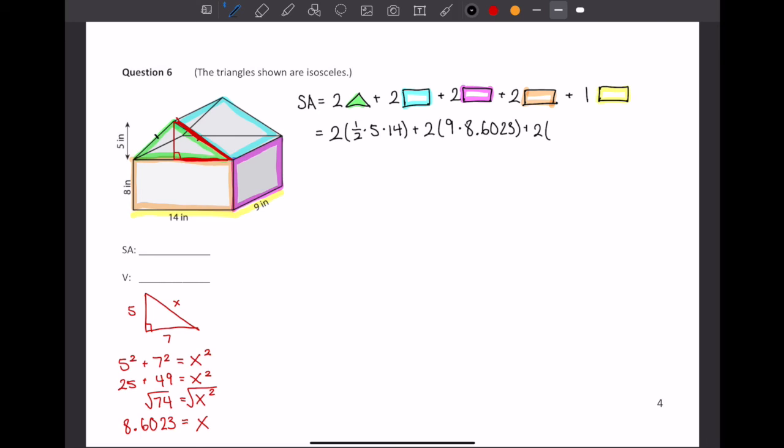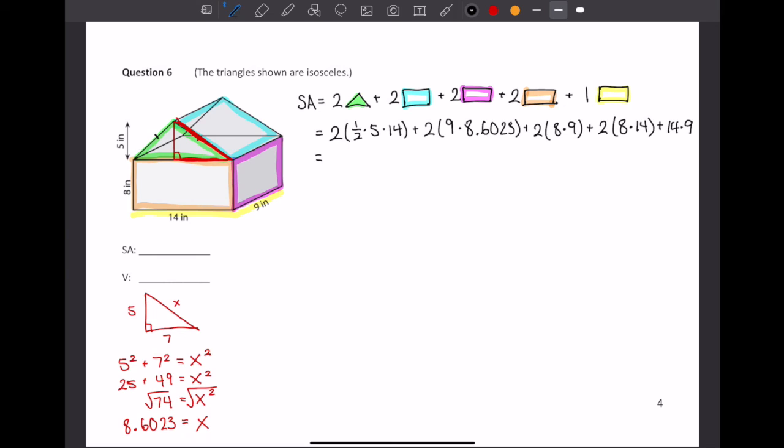So for the pink one, that's 8 times 9. For the orange rectangle on the front and back of the house, that's 8 times 14. And the base of our cuboid is 14 times 9. The reason we only have one of these yellow rectangles is because notice the top of the cuboid is actually covered by the triangular prism, so we're not going to count that towards the surface area.